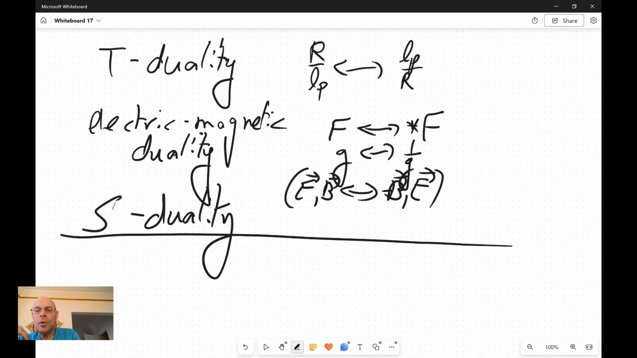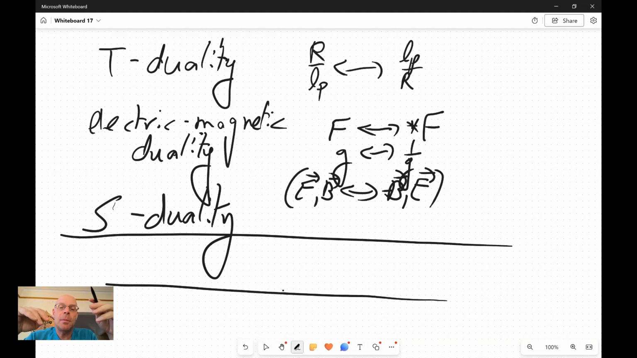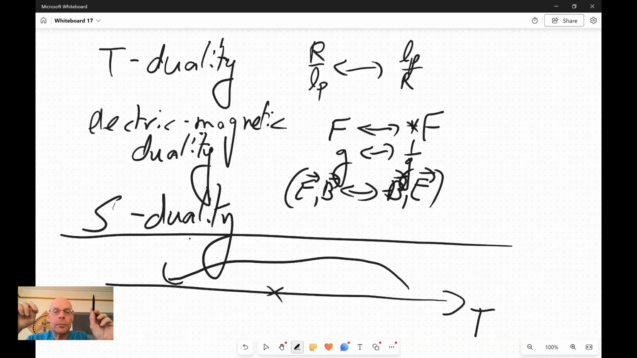Another duality, which perhaps people from condensed matter are familiar with, is the duality in the 2D Ising model. In the 2D Ising model, we have a duality between the low temperature and the high temperature phases of the theory. So if this is the temperature, we can map the high temperature theory to the low temperature one. So this is really similar to T-duality.